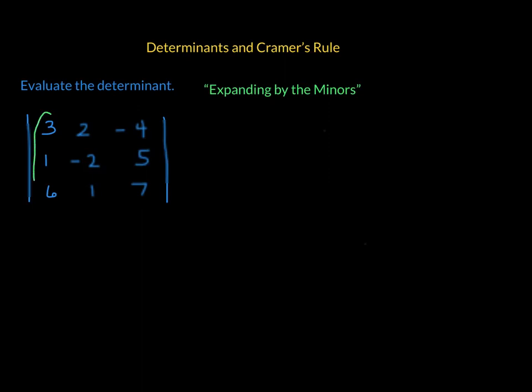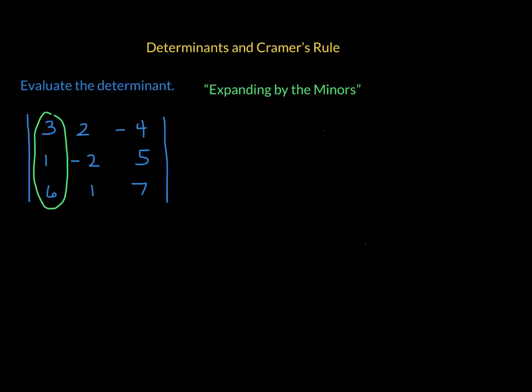column. I guess I'm choosing the first column because, if I were to choose the first row, there's a negative here. I may want to avoid that. So maybe the first column might be a good idea. But again, remember, you can choose any row or any column, okay? And this is what we're going to do. We are going to expand by the minors of the first column.